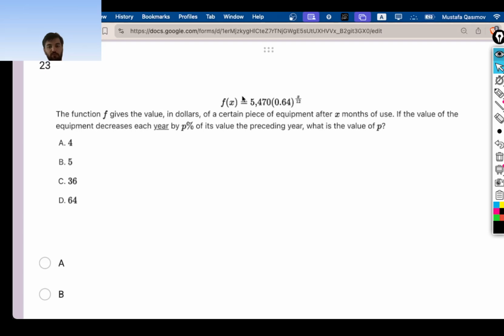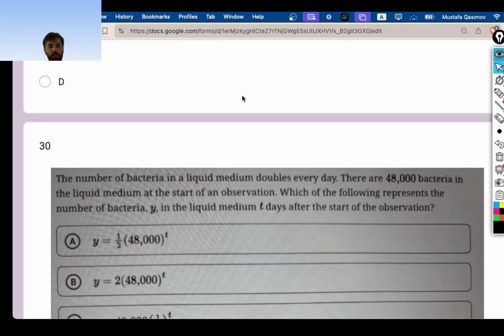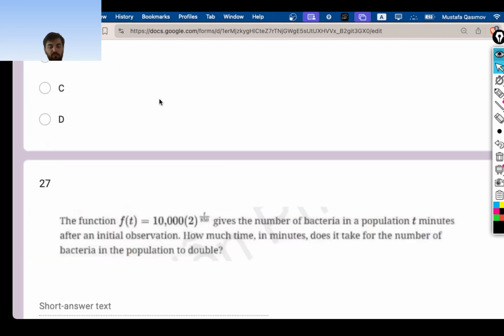Sometimes you can also have a harder question. For example, this one is also from a real exam.